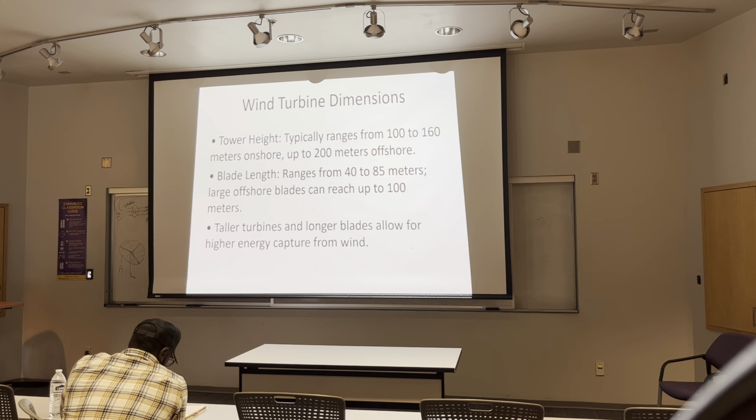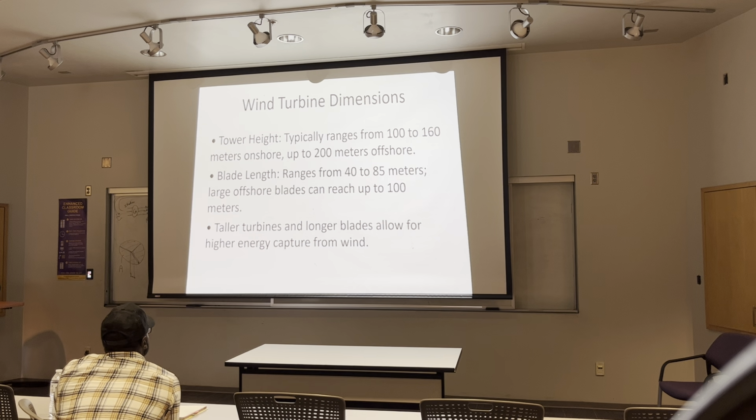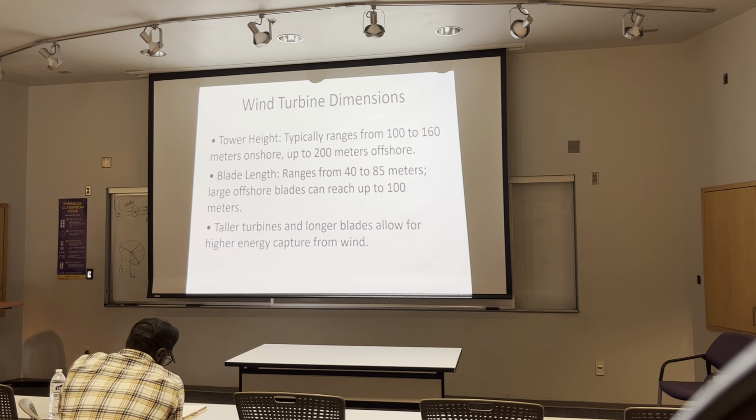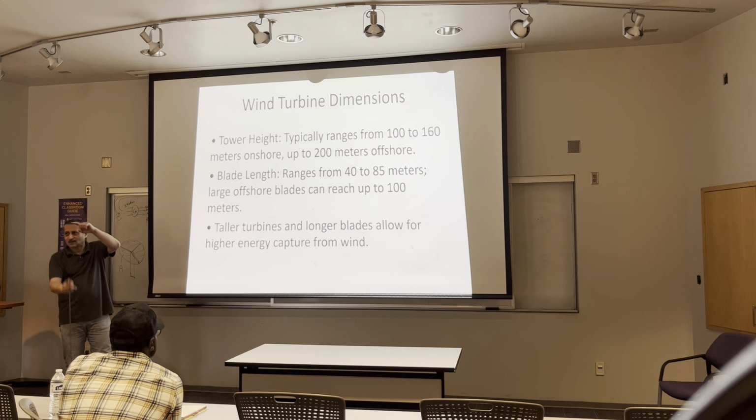Sometimes they design wind turbines with solar cells, on the sea or any river. The blade length ranges between 40 to 85, or maybe reaches 100 meters, but maximum less than 200. Why? Because the swipe should be less than the tower length, okay?